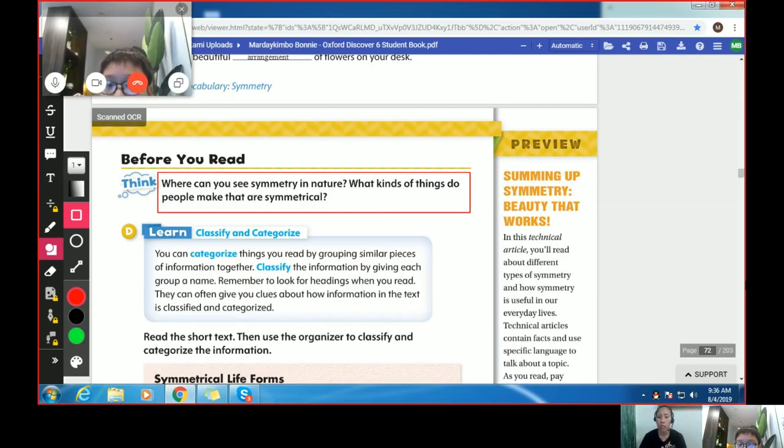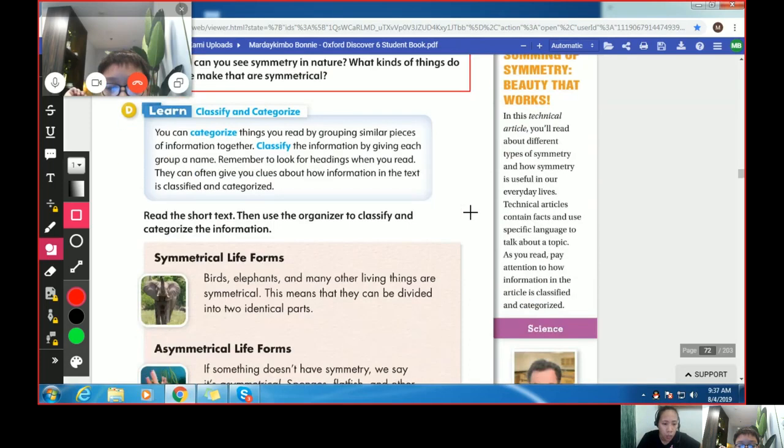So next question. Peter, what kind of things do people make that are symmetrical? Scissors. Very good. Scissors are definitely symmetrical. What else? Cars. Cars, probably. What about buildings? What about establishments? Towers. Okay, towers. Exactly, towers. Very good.